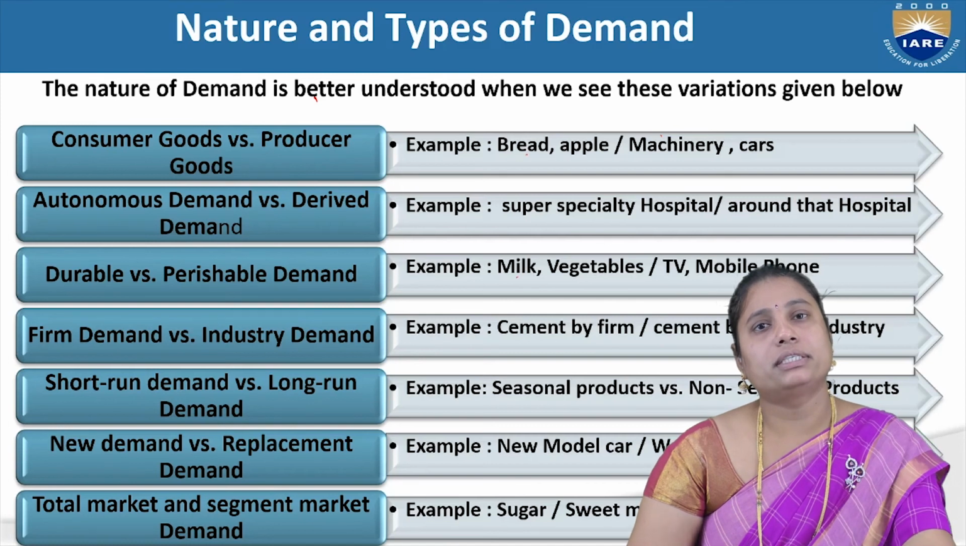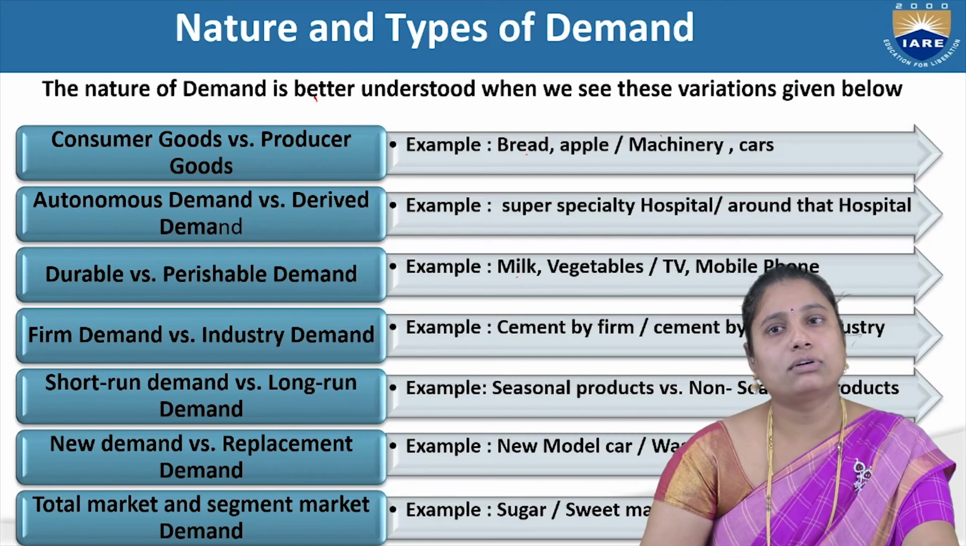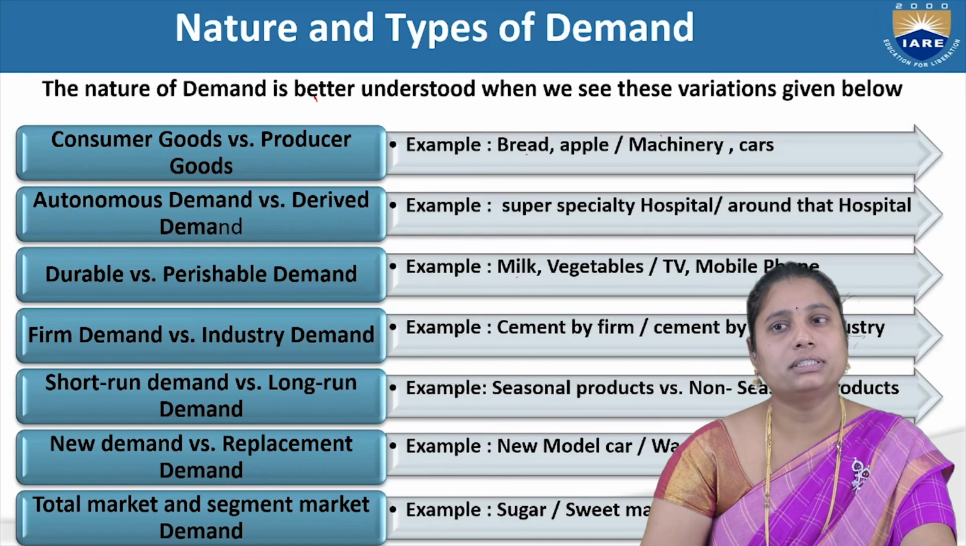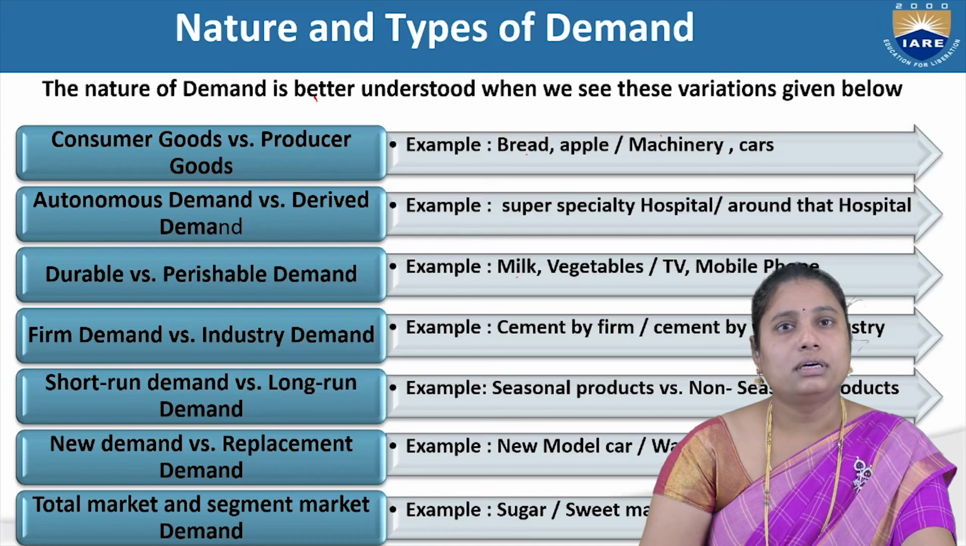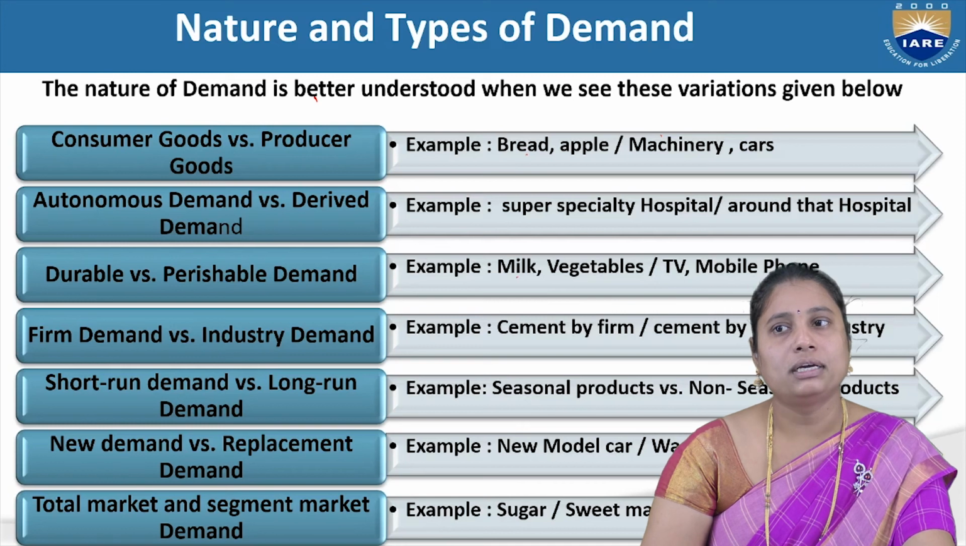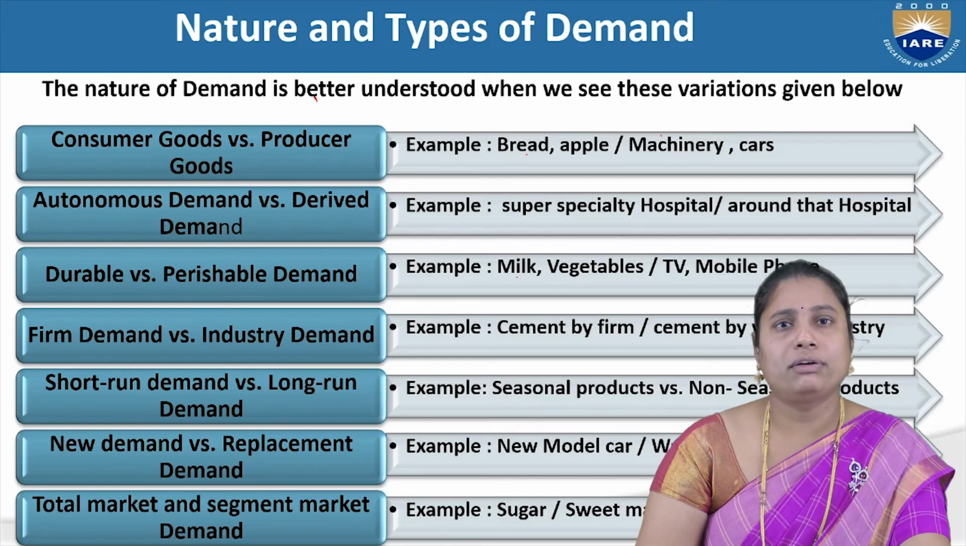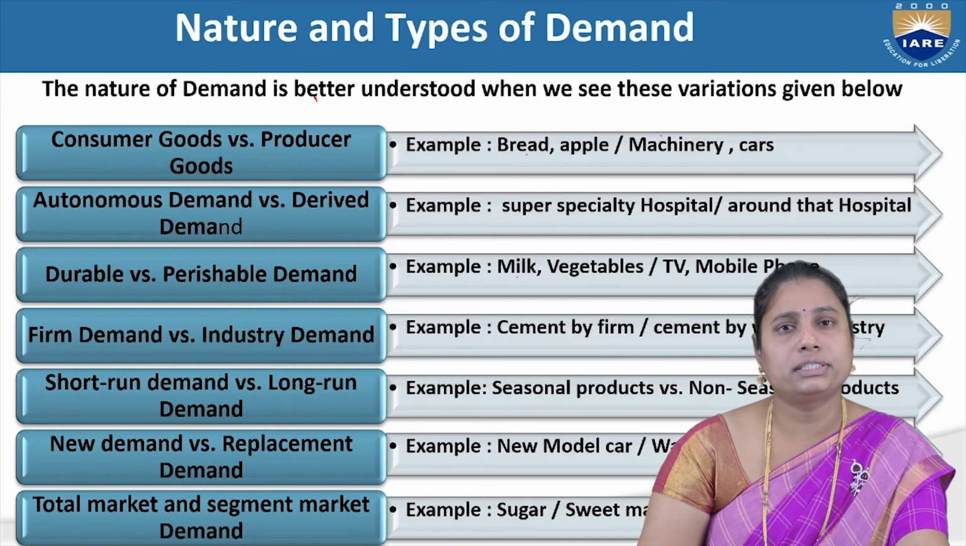The demand existing for a short run time period is called short run demand. The demand existing for the long run is called long run demand. For example, umbrellas have short run demand only in the rainy season. Raincoats and umbrellas all have short run demand. But non-seasonal products like food, water, shelter, clothing, we require for the entire year, even mobile phones, electronic gadgets, cars, etc.